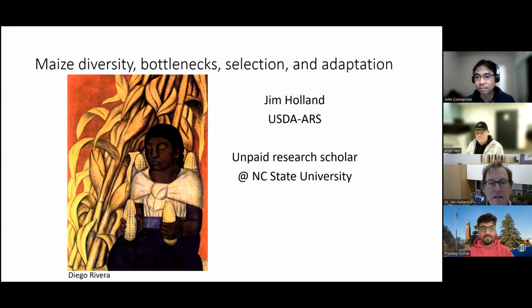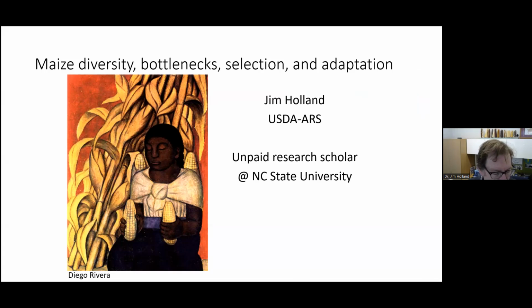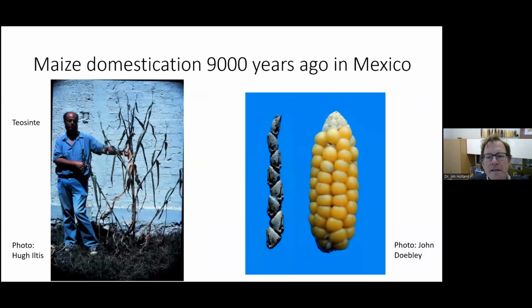It's a nice opportunity. We'll talk in general terms about the population structure and diversity of maize and what the implications of that have for breeding and long-term corn improvement. So the story of maize starts about 9,000 years ago in southwestern Mexico. Before that time, there was no maize.